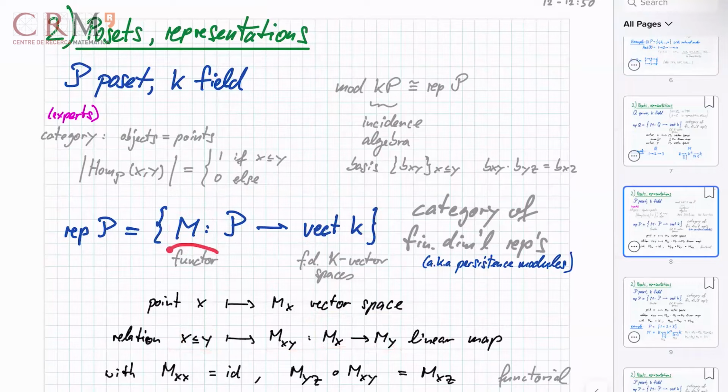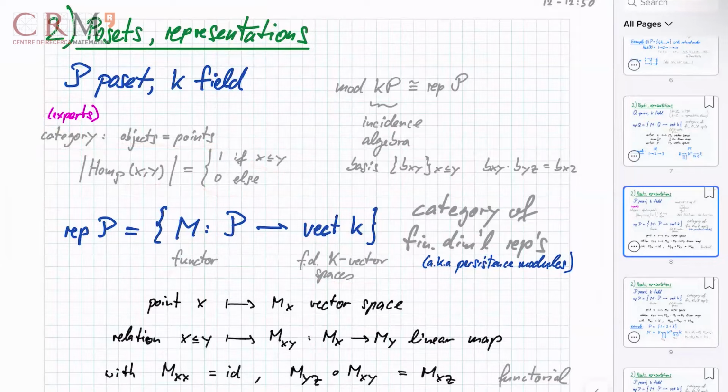Now I wrote the word functor. If you go to the TDA papers, persistence theory papers, they define the category of representations of the poset P as the category of functors M from P to vector spaces. For a functor, I need a category. So for the experts, I can view my poset as a category. The objects are the points, and if x is smaller than y, I have one morphism from x to y. If x is not smaller than y, there is no morphism.